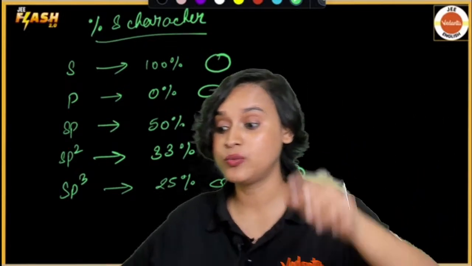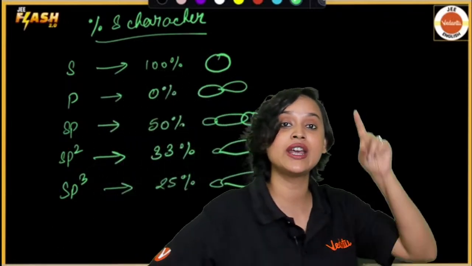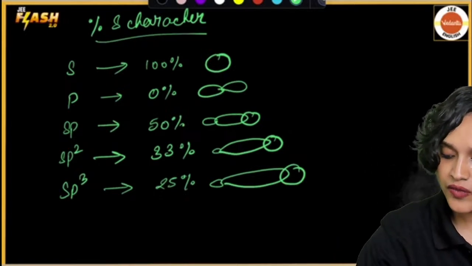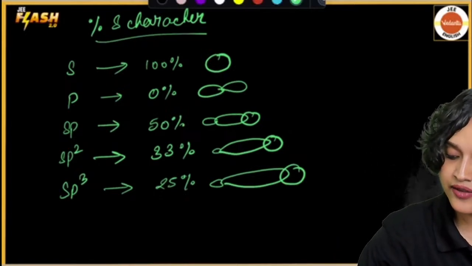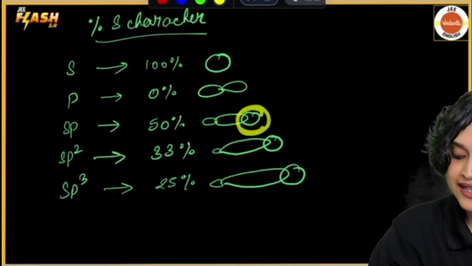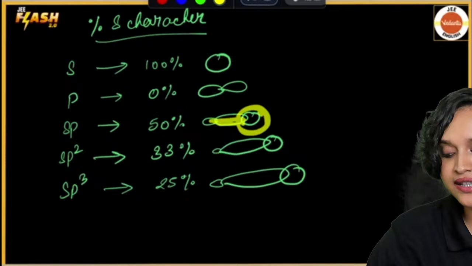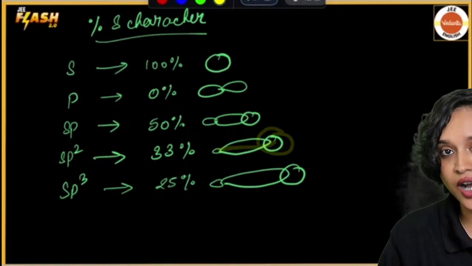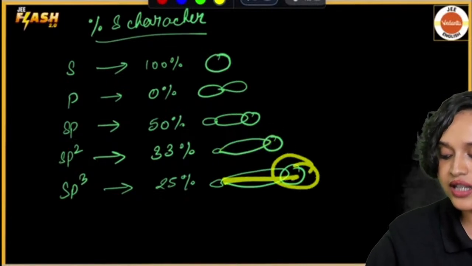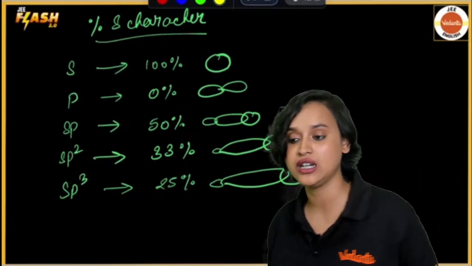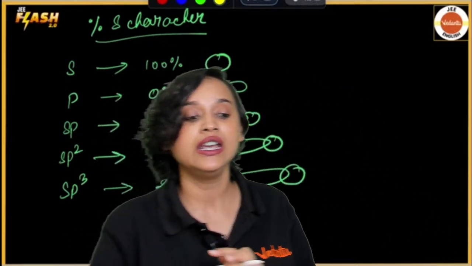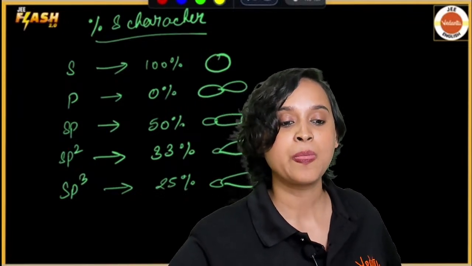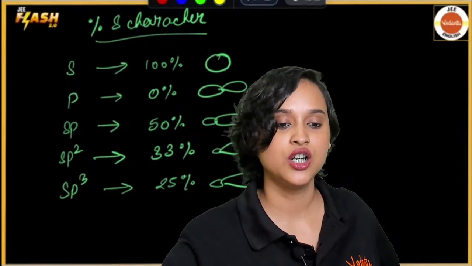Now there is also something called electronegativity. They may ask you: if percentage S character increases, electronegativity increases. Why? Because you can see here, check it out, guys, this S orbital is closer to the nucleus, whereas this S orbital is farther away from the nucleus, and this is the farthest away. So electronegativity increases when percentage S character increases. Do we understand this, everybody?